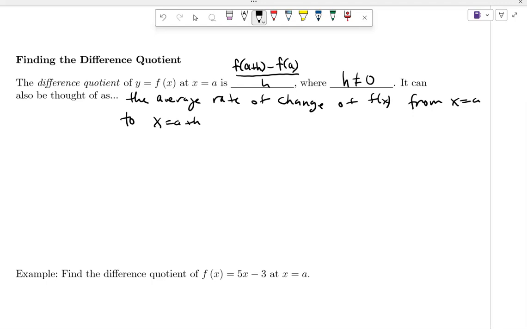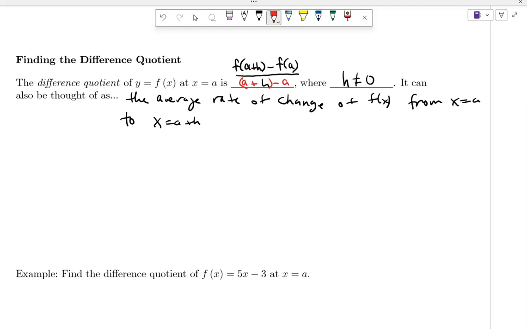Notice that I'm going to put this in red. I'm not expecting you to write it back in the formula. Notice that in the denominator, I could put a plus a and a minus a. It didn't change anything, right? So notice this is my input. That's my output. This is my input. That's my output. That's why I can think of it as an average rate of change.